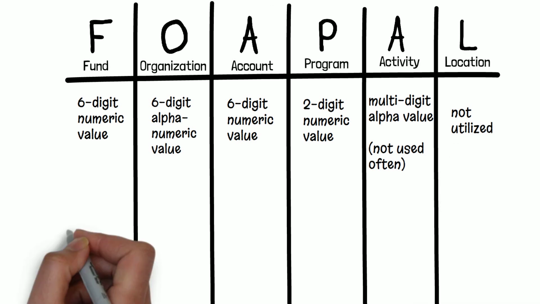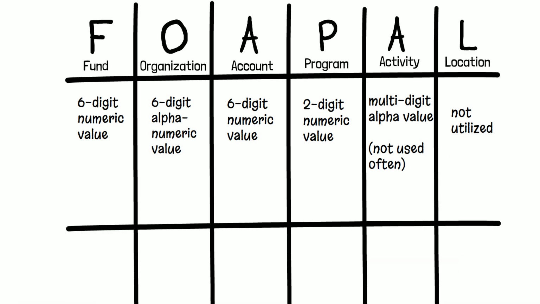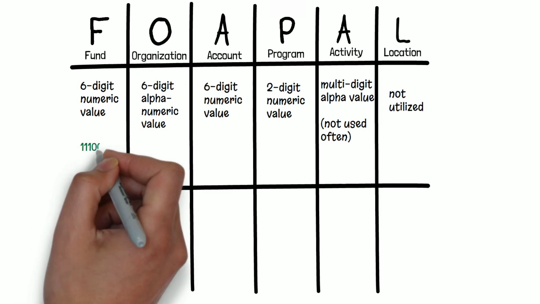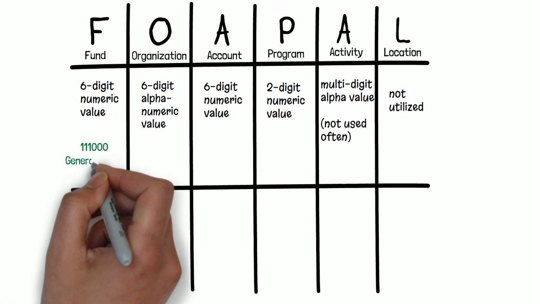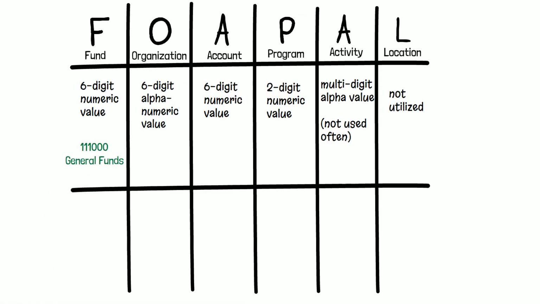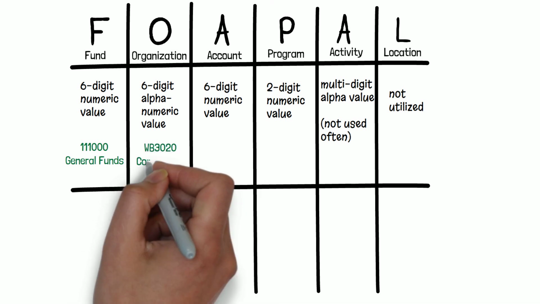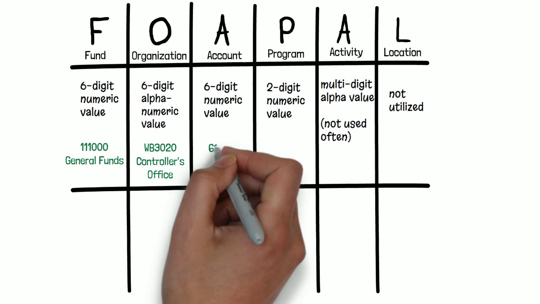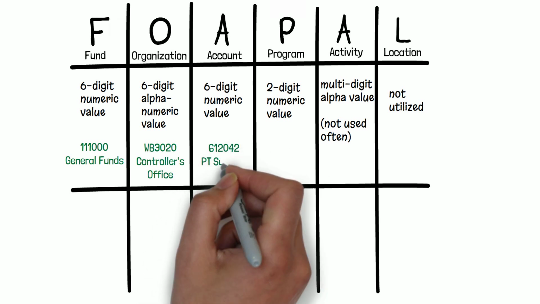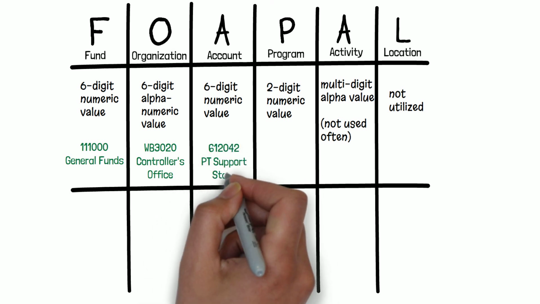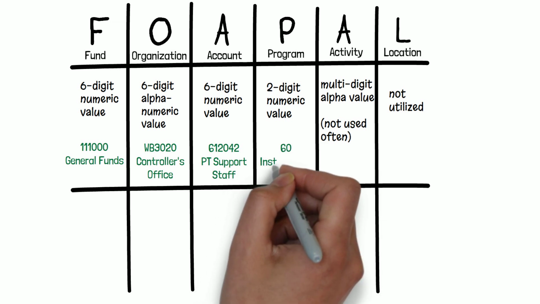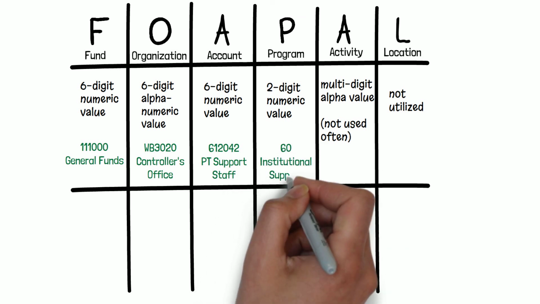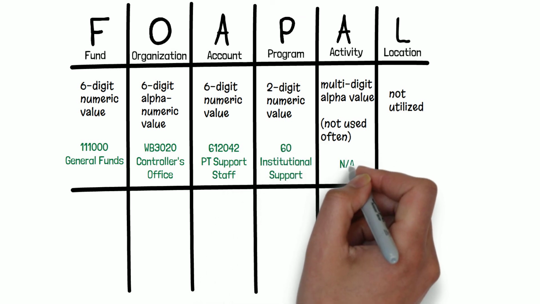To put this in context, let's say the controller's office wanted to hire part-time staff. They would use 111000 general funds for the fund, WB3020 for the controller's office, 612042 for part-time support staff, 60 for institutional support, with nothing for the activity or the location code.